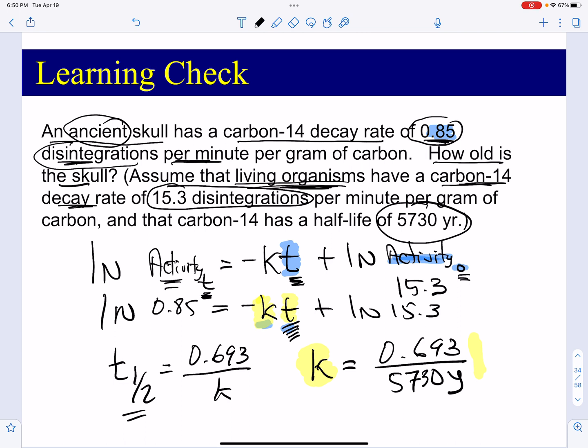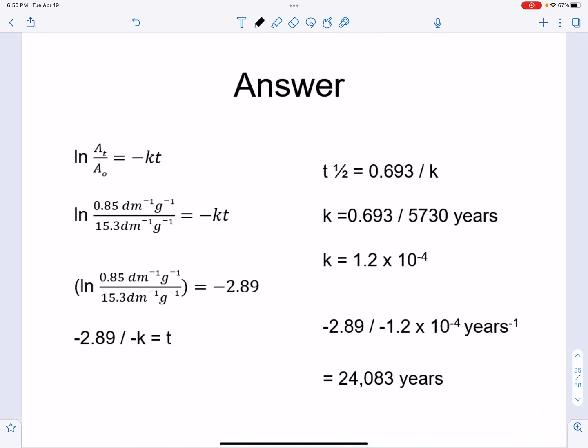So make sure you review the kinetics knowledge that you already have, and then you can take it from there. With that said, this is a more organized way of solving this problem. And this is how old it's going to be: 24,000 years, which is good because we know that we cannot do anything more than 50,000 years with carbon 14.